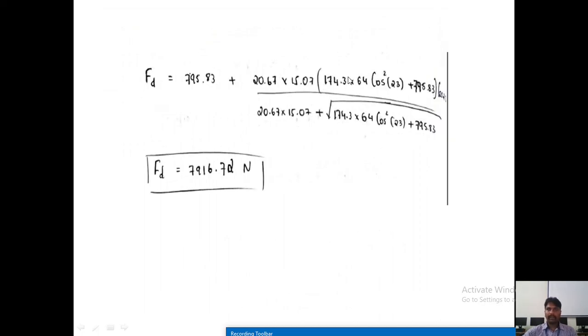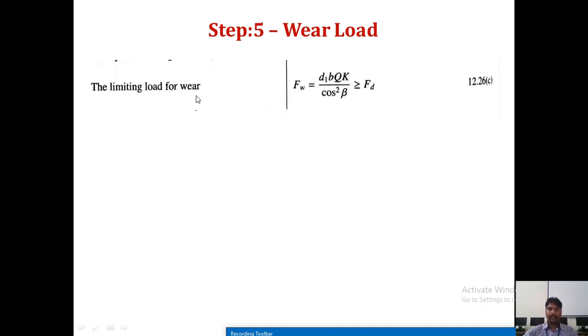Once we got the dynamic load factor, calculate the dynamic load. Next, step 5. No need to calculate the endurance load for the helical gear, directly go for the wear load. The limiting load for wear is given by d1 bqk divided by cos square beta. This is the parameter which is introduced in the wear load of helical gear, which has to be greater than or equal to the dynamic load. So use the condition.